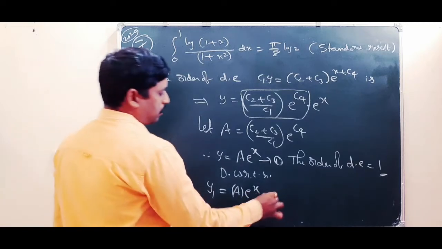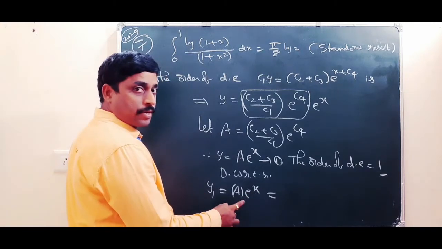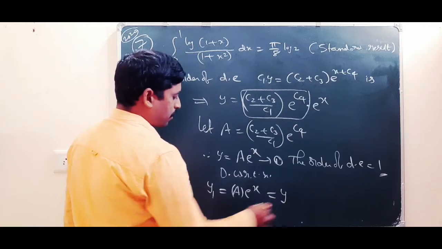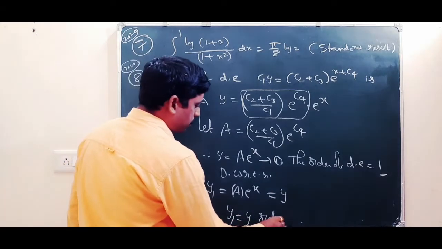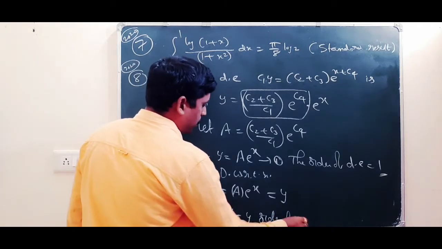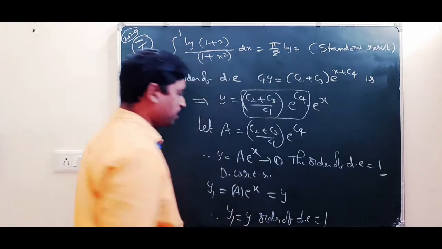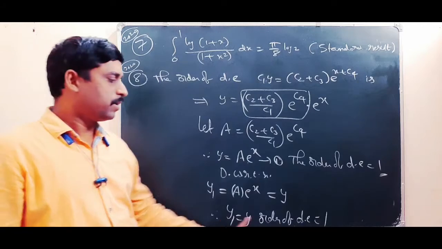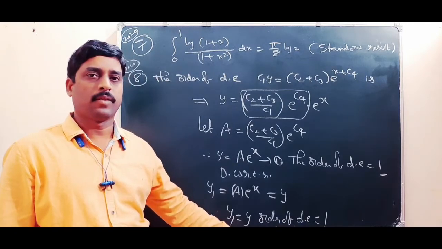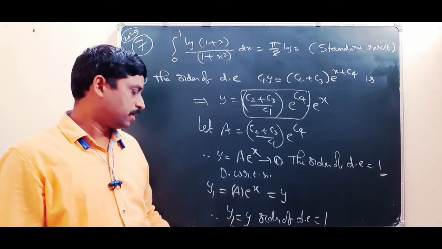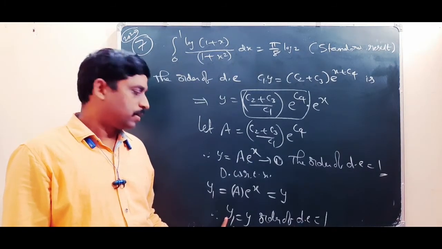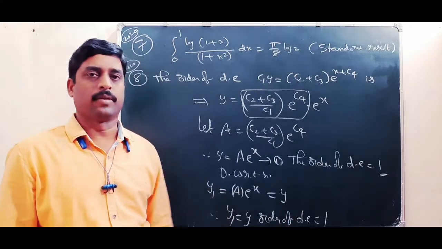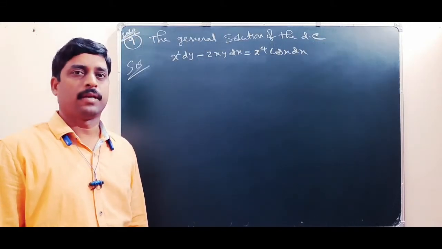Okay. So a e to the power x, a into e to the power x, place and write y. y1 is equal to y. So the order of the differential equation is 1. In this, what is the order of the differential equation? It is the highest derivative of the differential equation. In this, the highest derivative is y1, because of this the order of the differential equation is 1. Okay, let us go to the next problem.